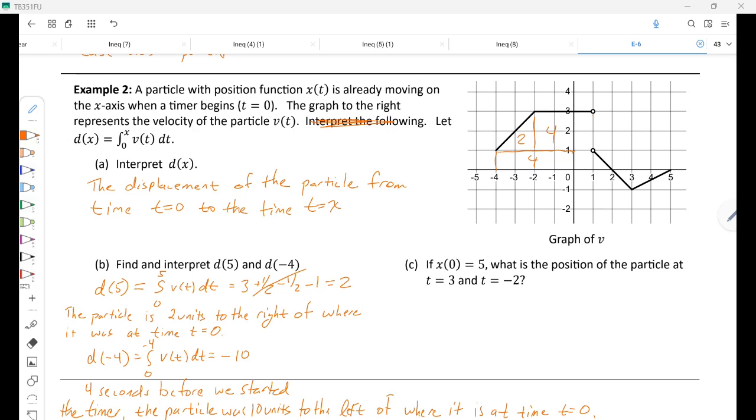But if you understand why that's -10 and not +10, because you're going back in time, it really solidifies why it is that we do that.